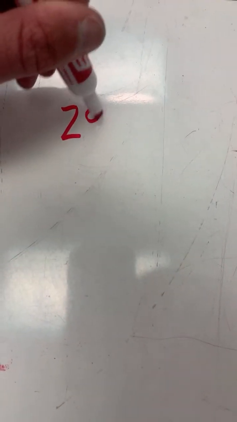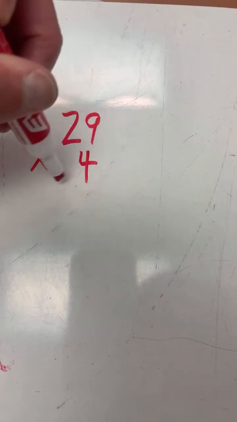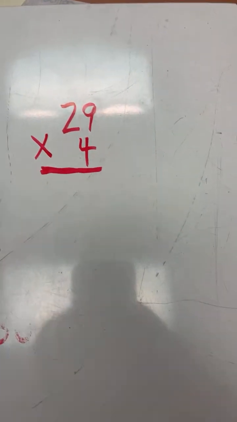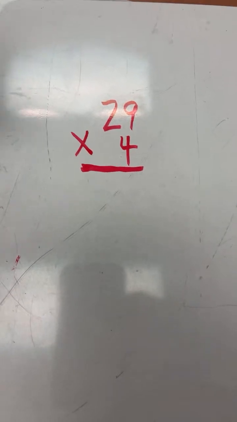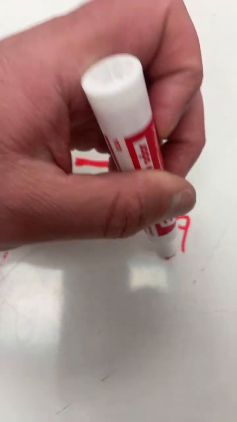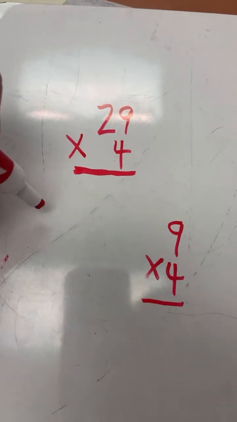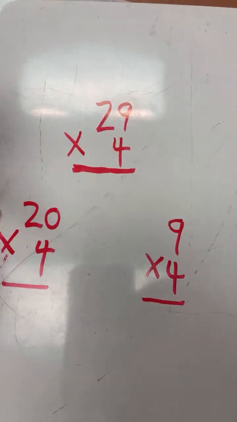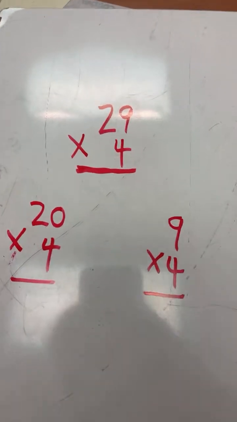I'm going to do another example problem. All right, 29 times 4 will be our next example. So using the partial product method, we're going to multiply 9 times 4. Then we're going to multiply 20 times 4, and then we're going to add our two answers together to get our answer to 29 times 4.